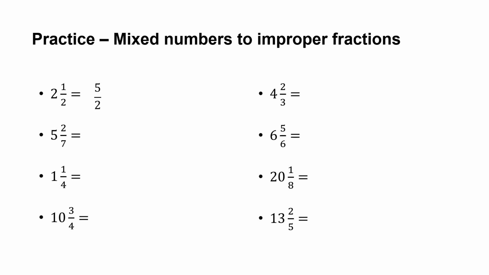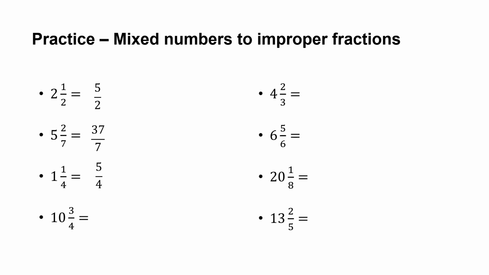Next, we have 5 and 2/7. Again, we need to rewrite the 5 in terms of something over 7. Well, 5 is equal to 35 over 7. So we have 35 over 7 plus 2 over 7. That gives us 37 over 7. Moving on, we have 1 and 1/4. Well, in terms of writing 1 as something over 4, this is going to be 4 over 4. So we have 4 over 4 plus 1 over 4 is 5 over 4.